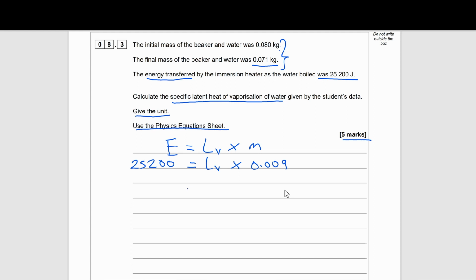So rearranging again, we need to take that mass, move it to the other side. Opposite operation of multiplication will be division. So then that will mean that it will be 25,200 divided by 0.009 to give us our latent heat of vaporization. So that value is going to be 2800000.